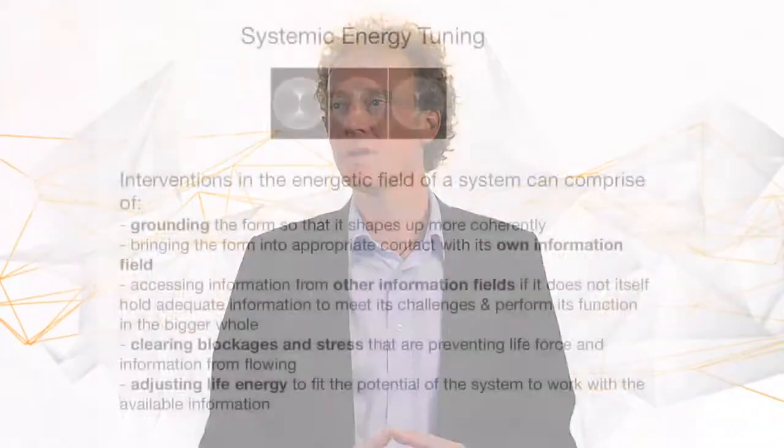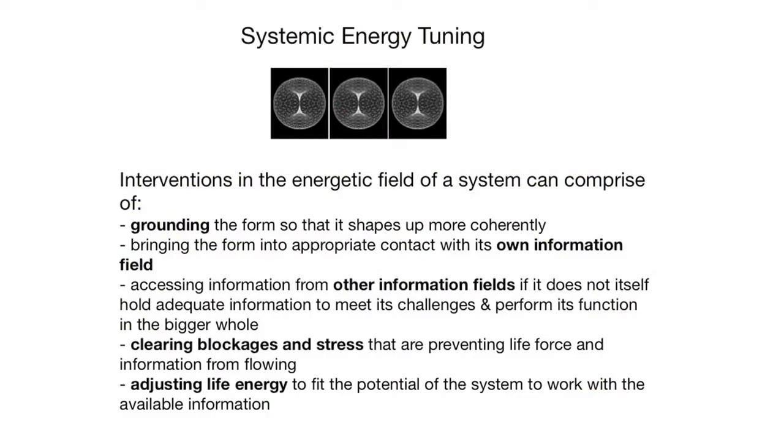And so there are ways that you can help a system bring information from elsewhere that is more relevant and appropriate to the challenge that it's facing. You can clear blockages and stress in a system that are preventing the life energy from flowing. In the same way that at the individual level, if you look at something like acupuncture or acupressure, you're finding locations in the body where energy is blocked, and then by inserting the needle, you're releasing the energy so the system as a whole becomes more vital and information can flow properly through it.